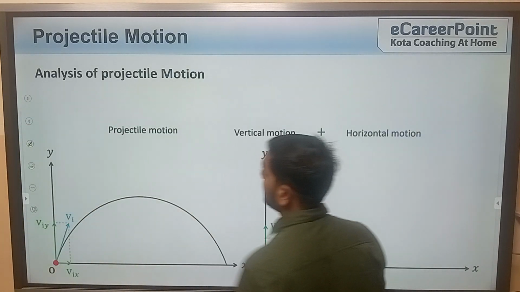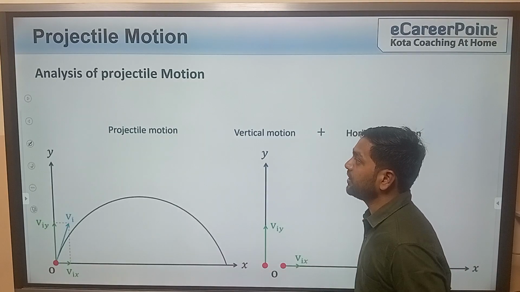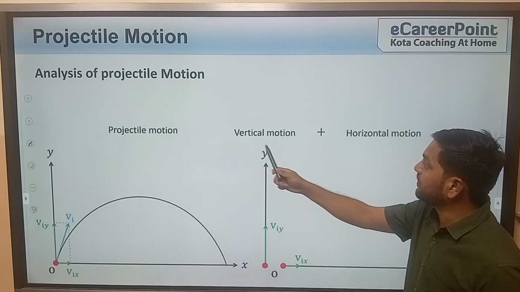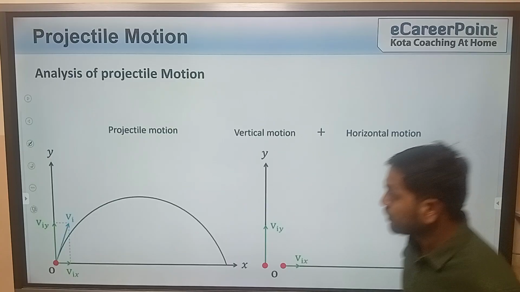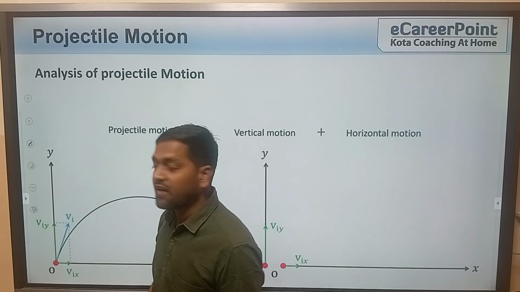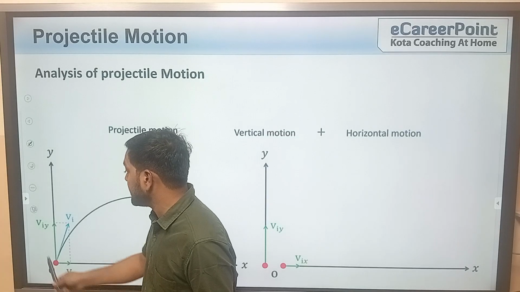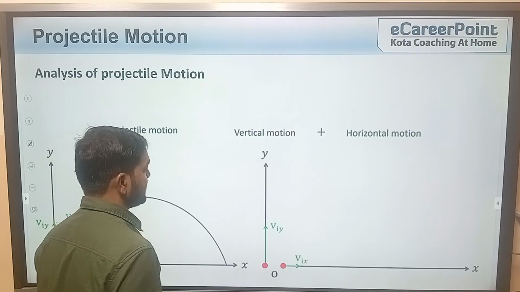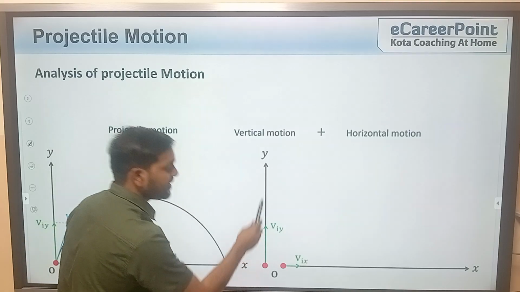Here, you see, we have the analysis of projectile motion. Here we have the projectile motion, and the object is moving in this direction, right? Next, here we have the vertical motion, and this is the horizontal motion. If the object is moving in this direction, then the object is moving upwards along the vertical, and along the x-axis we are going to see it here. So this object is moving in this direction.